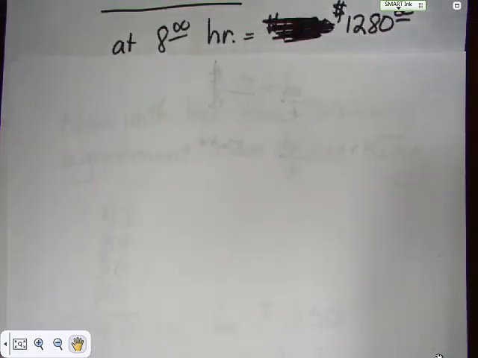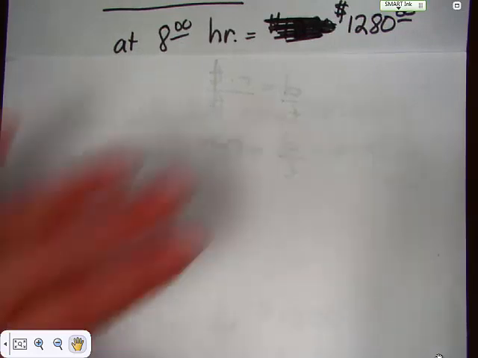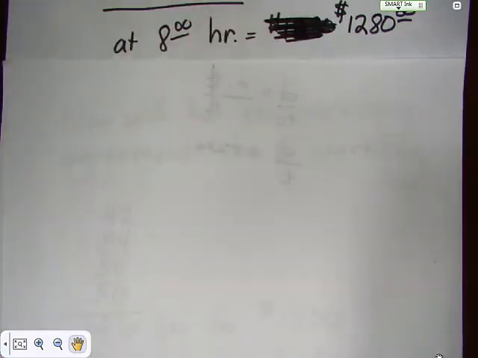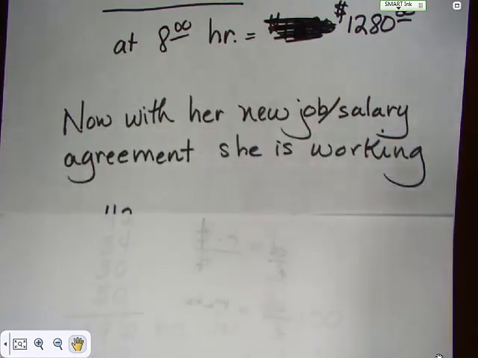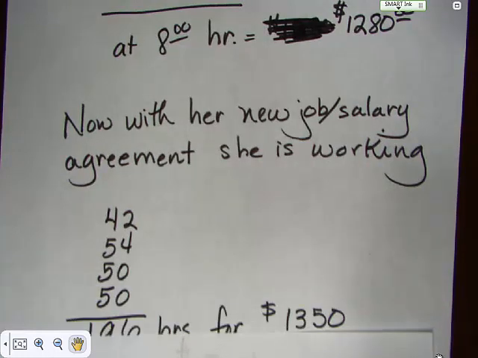So, under normal circumstances, Sandy works 160 hours in a month. That turns out to be $1,280. Sorry for my scribble there. I was not thinking when I was writing. Okay, now with her new job and salary agreement, she is working 196 hours for $1,350. Is that a bargain? Is she getting more money?